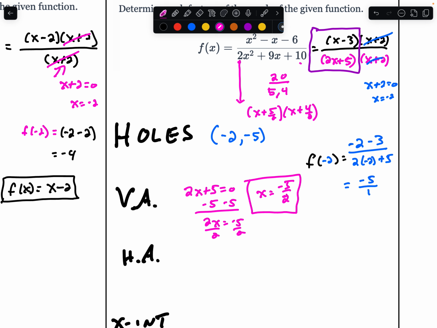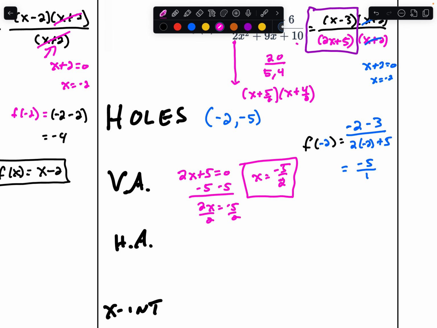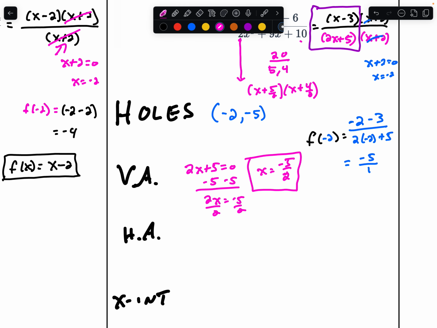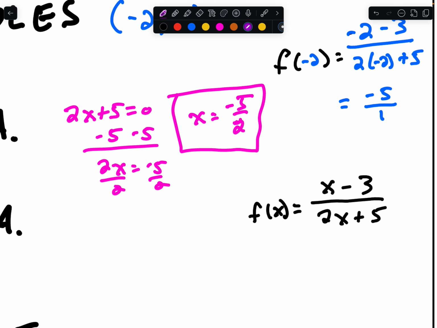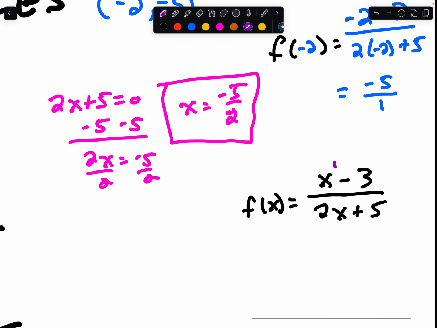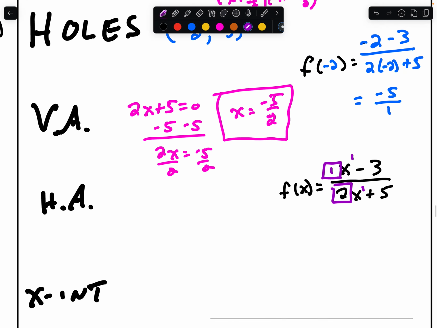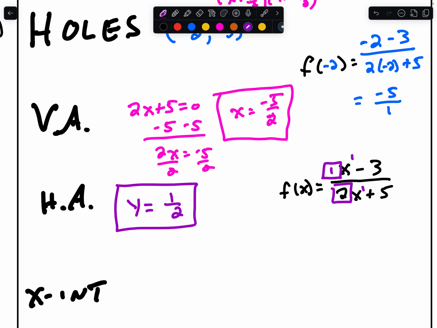Okay, -5 over 2. The next thing I want to look at, and again, remember, I'll rewrite the function down here after it's simplified just so we can look at it. I've got x minus 3 over 2x plus 5. And we understand that the power up here is 1, the power up here is 1, so the leading coefficients, 1 over 2, give us our horizontal asymptote. So y equals 1/2 will be our horizontal asymptote.